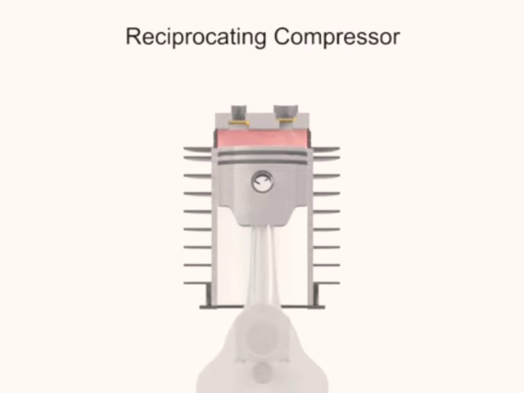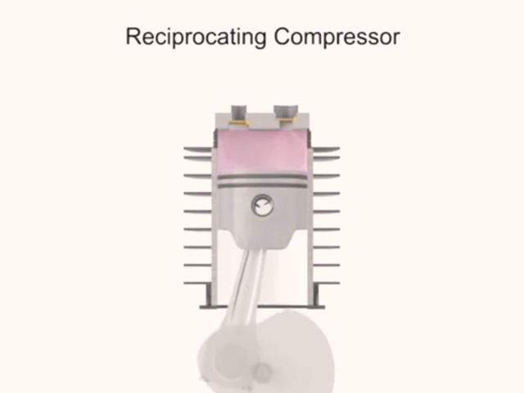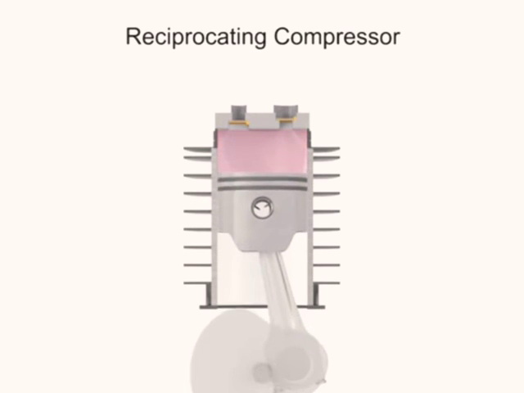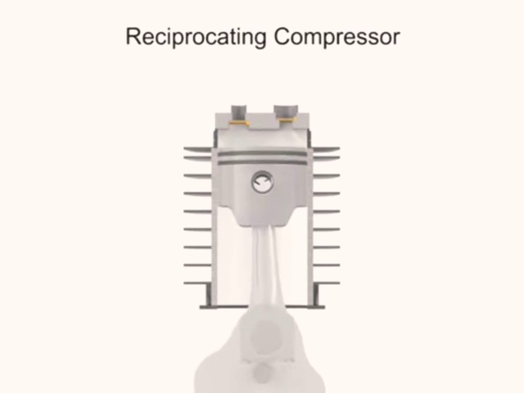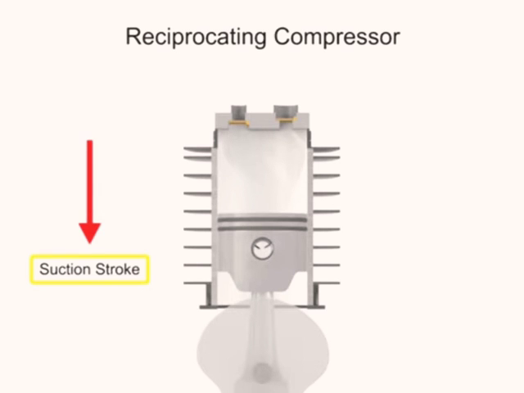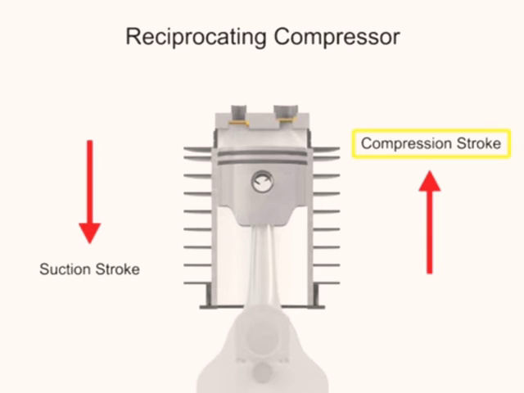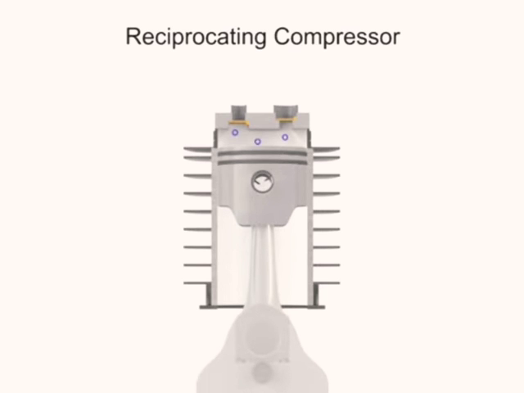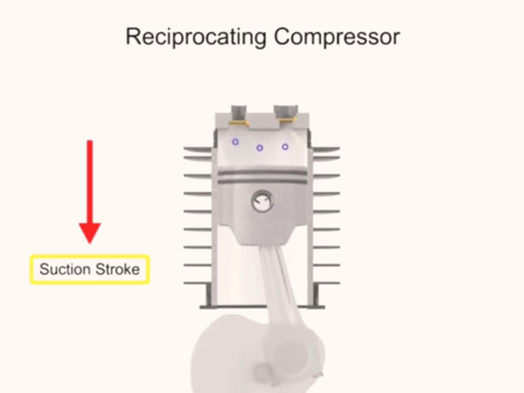As the crankshaft turns, the piston lowers and raises, changing the available volume within the cylinder. The downward stroke of the piston is called the suction stroke. The upward stroke is called the compression stroke. As the piston moves downward on its suction stroke, the volume increases within the cylinder.